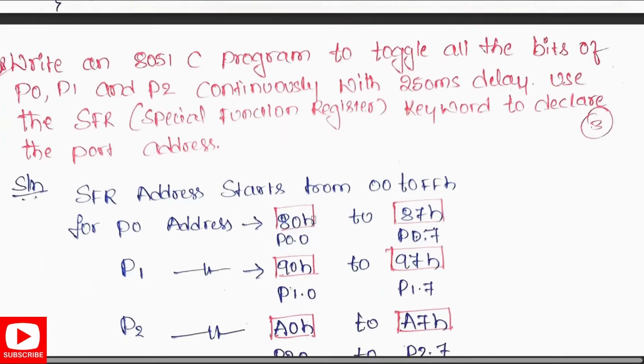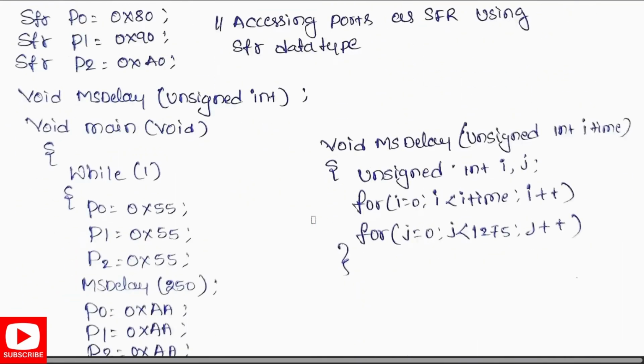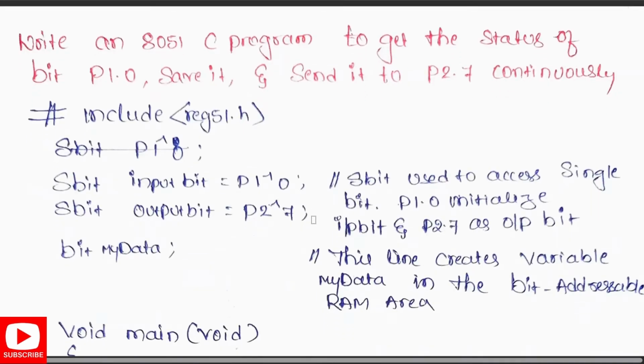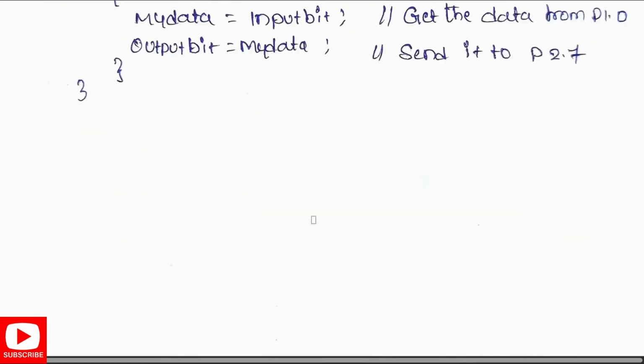Similarly, you have to toggle all the bits in P1, P0 and P2 continuously with a delay. So this is also an application one. Finally, the C program to get the status of the bit P1.0, save it, and send it to P2.7 continuously. So this completes my complete series of the microcontroller that I had started.